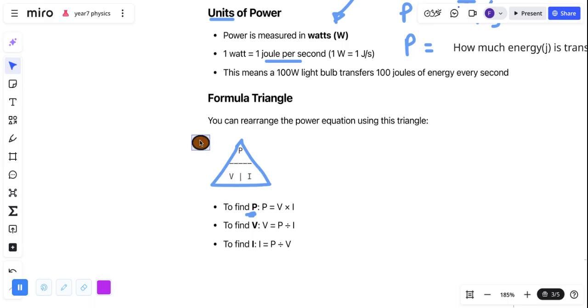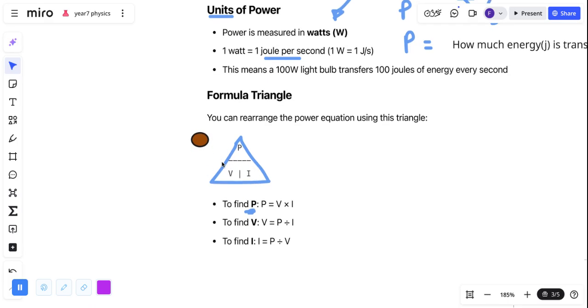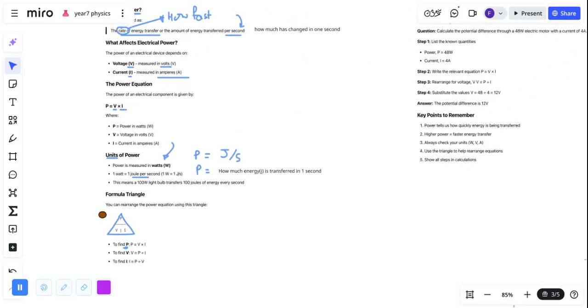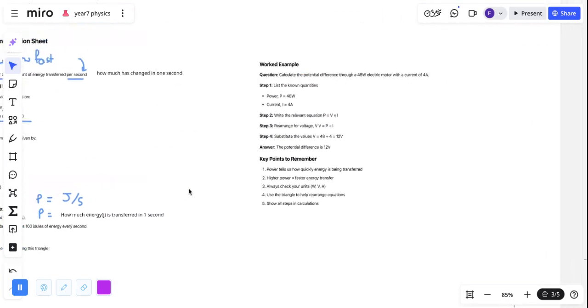And these are what we call formula triangles. I think they're really nice in year 7. I don't like them as you get older, but that's my own personal opinion. All right, so let's give you a question.